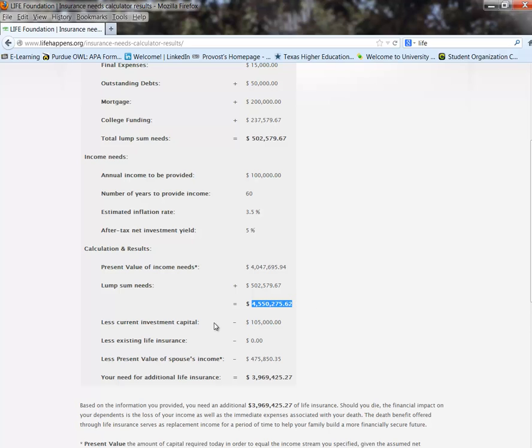So we take that number plus our lump sum need, and we get the amount we need. Then we subtract our current investment capital, the retirement plans and the savings that we had, and then less the present value of the spouse's income. Now remember, she's not going to work for a whole lot of time. You can see that little bit of time she does work definitely helps us out. So the total life need here is $3,969,000. That is a lot of life insurance.